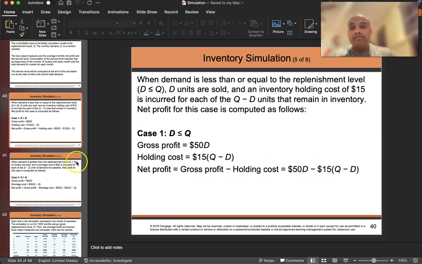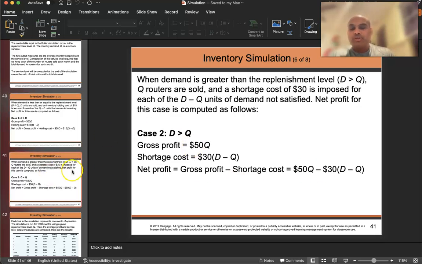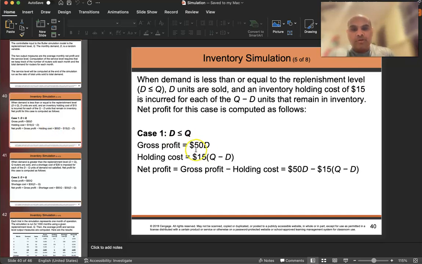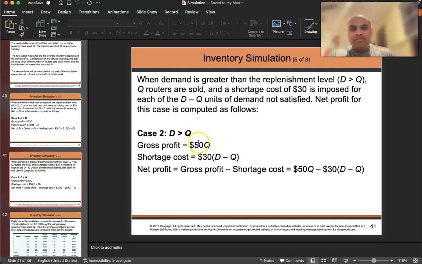Now, what happens if demand is more than Q? If demand is more than Q, we have a shortage cost, and the shortage cost is $30. In the previous case, gross profit was 50 times D because D was your demand. But in this case, gross profit will just be 50 times Q because even though demand is more than Q, you only have Q routers on hand. You cannot sell more than what you have. And the shortage cost will be $30 times the difference between D and Q, the number of units we were short by.